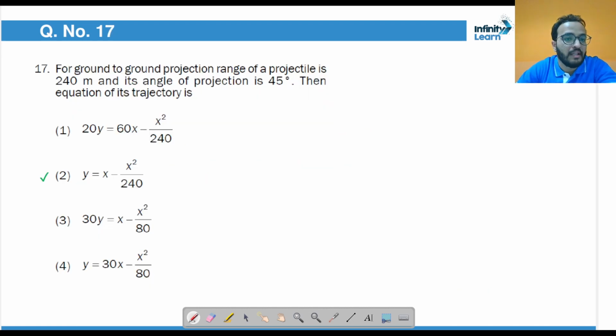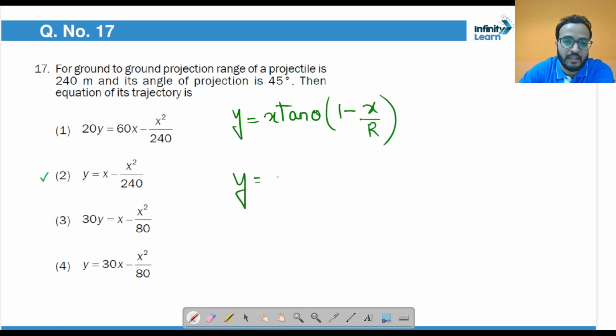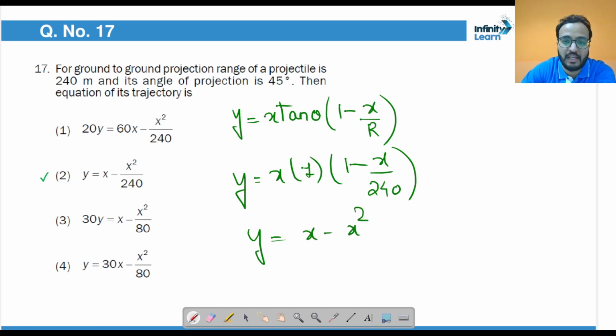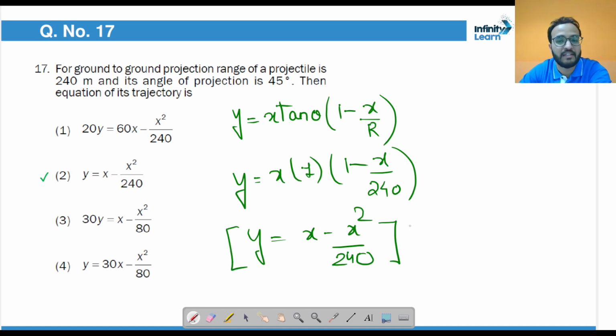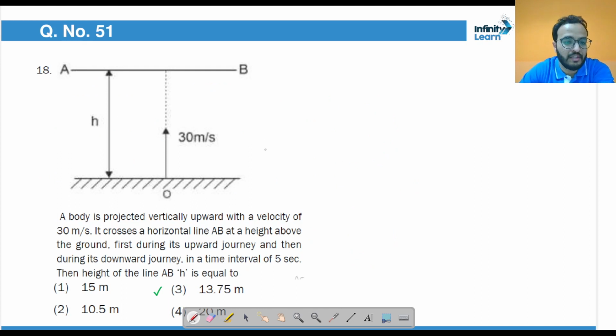Got it? Okay. What is the equation of trajectory? If you remember, y equals x tan theta into 1 minus x by r. Just put the values. x into tan 45 is 1, 1 minus x by r, r is 240. So y will become x minus x square upon 240. Got it? x minus x square by 240. This is the right answer. Okay, this is a good one.